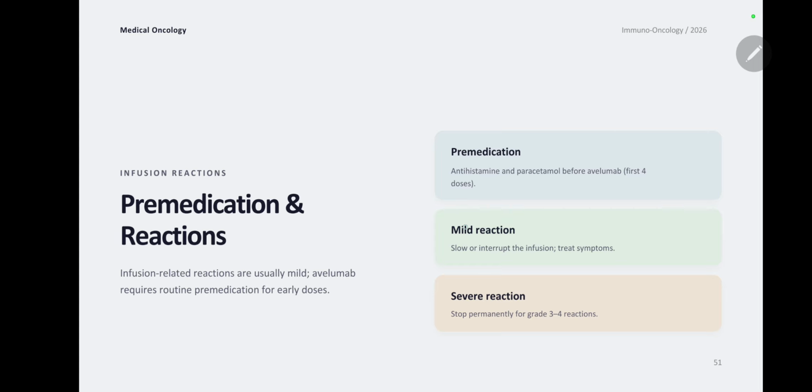So regarding pre-medication, in immune therapy mostly we do not recommend pre-medication, but with avelumab the first 4 cycles use pre-medication. Okay.